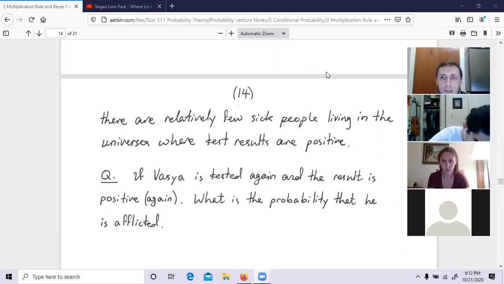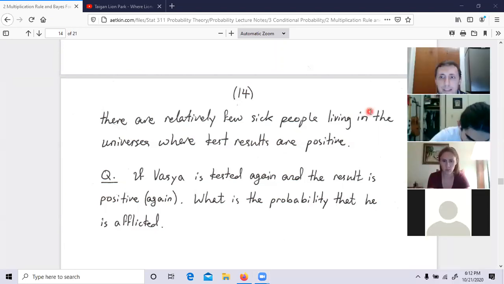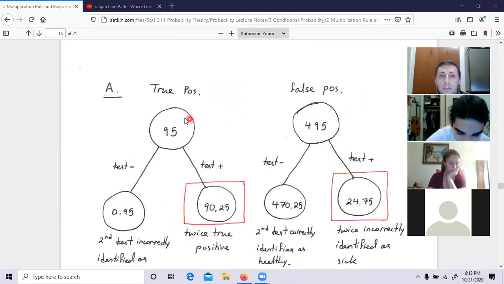All right. Are you ready, guys? Let's look at the solution. So we can do it this way. We can continue the decision tree. So again, tested positive means that Vasya is either in this population or in this population. Now, if you make another test, then the likelihood that the test will be negative is 0.05 and the likelihood it will be positive is 0.95.